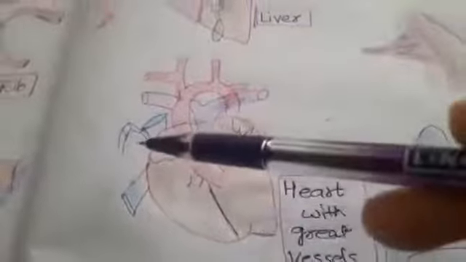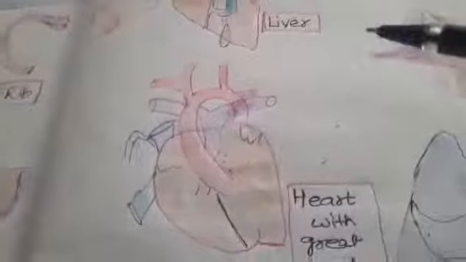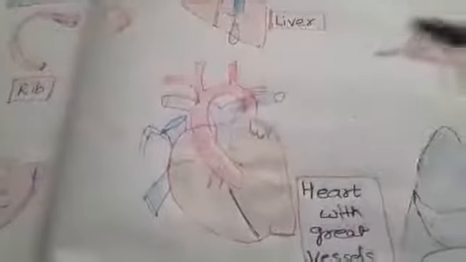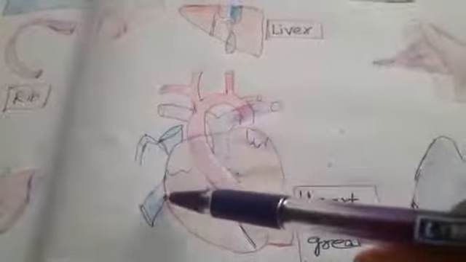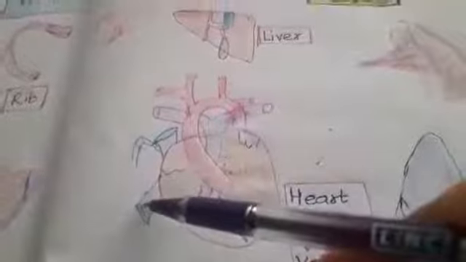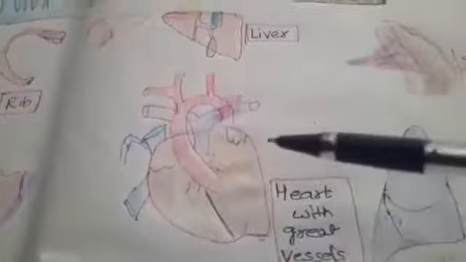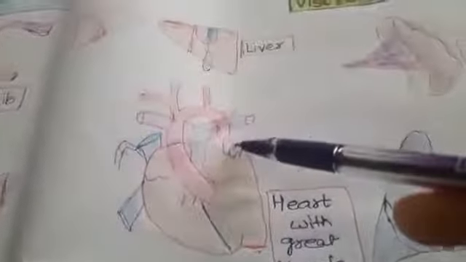How many borders? Superior border, inferior border, the left border, and the right border. And what is its extension? The right border is from the superior vena cava opening to the inferior vena cava opening, and the inferior border from the inferior vena cava up to the apex. Left border from the apex to the left auricle, and superior border from the left auricle to the right.